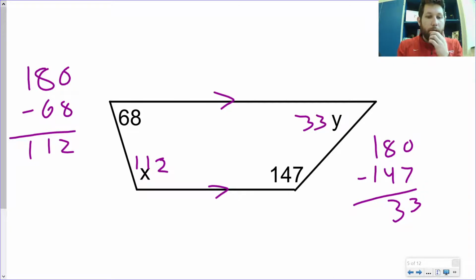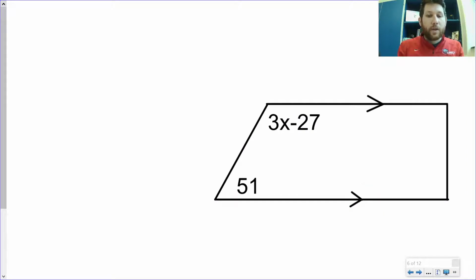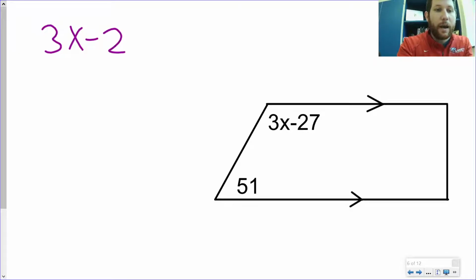All right, very good. Let's look at one problem that deals with not just solving for an angle, but actually solving for x. So notice I've got 51, I've got 3x minus 27. Before we set up any of the equations, we want to say, what do I know for sure? Well, I know that these two angles add up to 180. Now that's going to tell me how to set this thing up. I'm going to do the exact thing that I just said. I'm going to add them up, set them equal to 180.